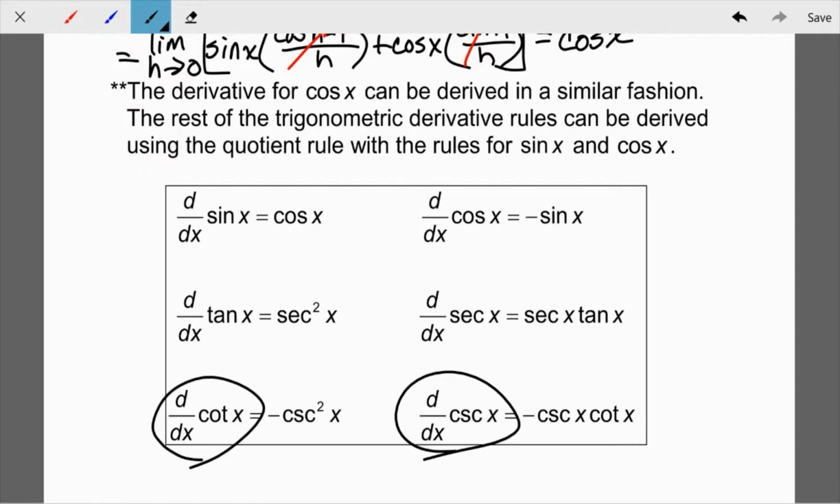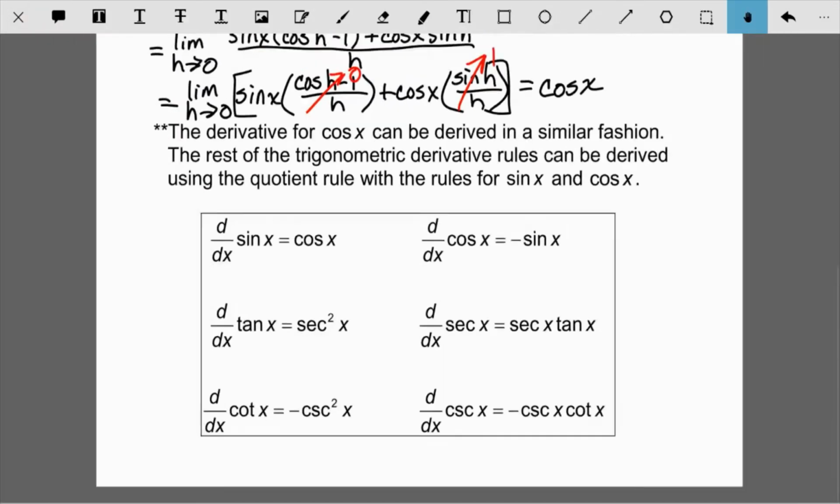Well, your fallback option would be, okay, I don't know the derivative of cotangent, but I do know that cotangent is cosine over sine. And now I can use the quotient rule and I can figure out what the derivative of cotangent is. So like I said, you should memorize all 6 of these, but as long as you know sine and cosine, you're kind of covered, just in case you forget one of those other 4 rules.